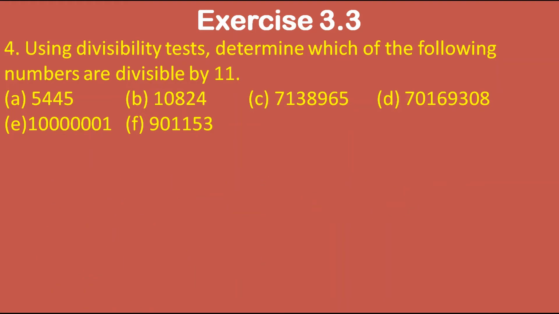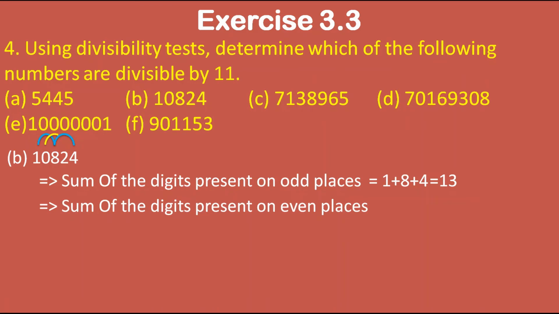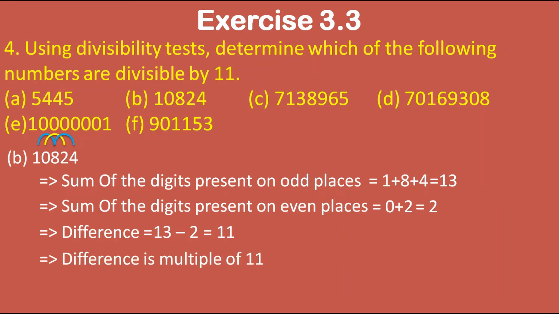That is 10,824. As per the rule, we have to find the sum of the digits present on odd places, and that is 1, 8, 4. That gives us the answer as 13. Now let's find the sum of the digits present on even places, and those are 0 and 2. So 0 plus 2 gives 2. Now let's find the difference. Difference is 13 minus 2, which gives 11. And 11 is a multiple of 11. Therefore, the number is divisible by 11.